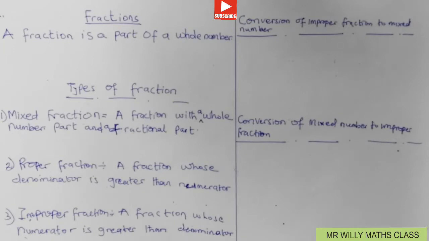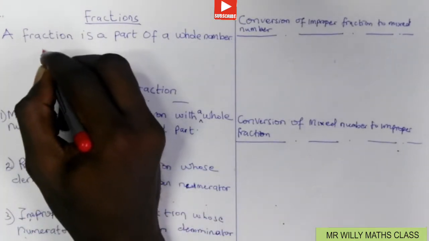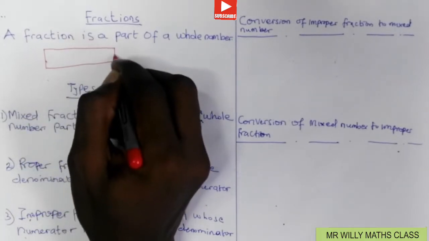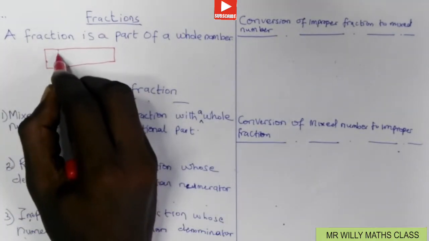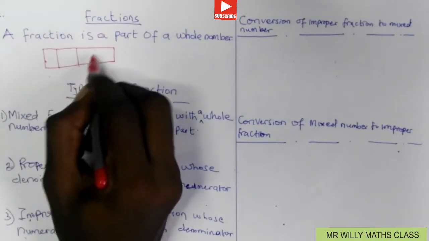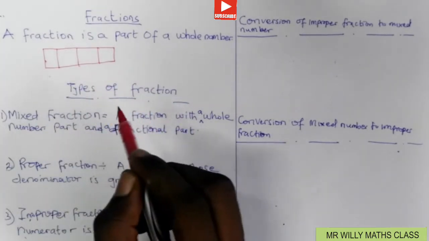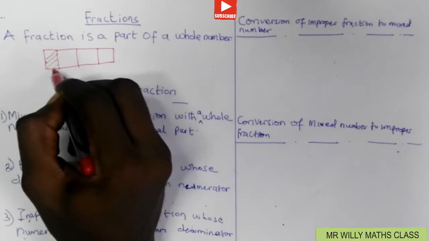Let's take for example, you have a rectangle like this. This is a rectangle. Then you decide to divide the rectangle into different parts by drawing lines across it. Now if you look at this rectangle, the rectangle has been divided into different parts. Now you decide to shade, let's say, 2 out of the rectangles.